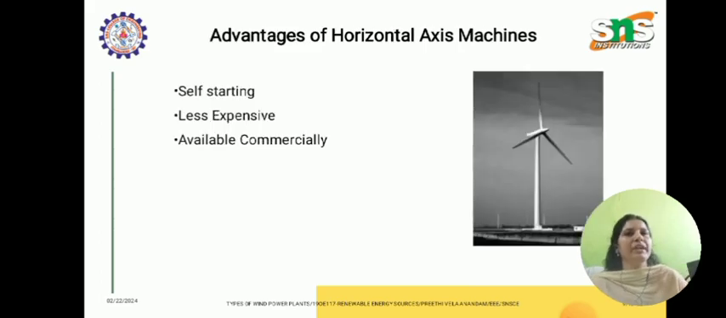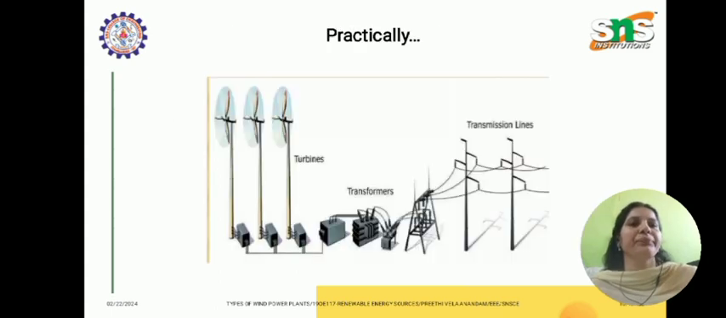In the HAWT, the electric generator is installed at the top of the tower, whereas in the case of VAWT, the generator is installed on the ground. That is the basic difference between them. Let's also see the location of the gearbox. In a HAWT, the gearbox is installed at the top of the turbine tower. In the case of VAWT, the gearbox is installed at the bottom of the turbine. The advantages of HAWT machines are that they are self-starting, less expensive, and commercially available.